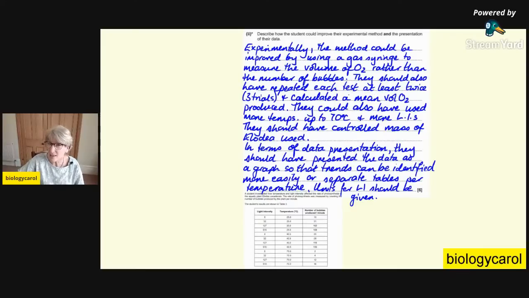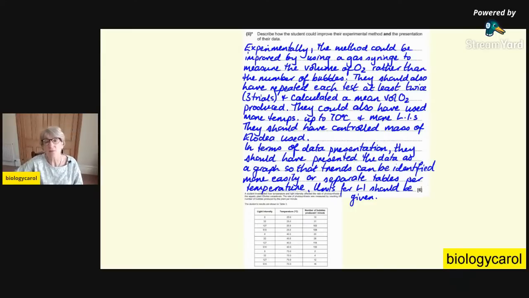They should have also repeated each test at least twice. In other words, at least 3 trials for each light intensity and temperature, and therefore being able to calculate a mean oxygen volume. I said that they could have also used more temperatures up to 70 degrees and more light intensities. They should have controlled the mass. I was thinking, okay, what about controls? They are varying both the temperature and the light intensity. What could they control? The only thing I could really think of was the mass of the Elodea.